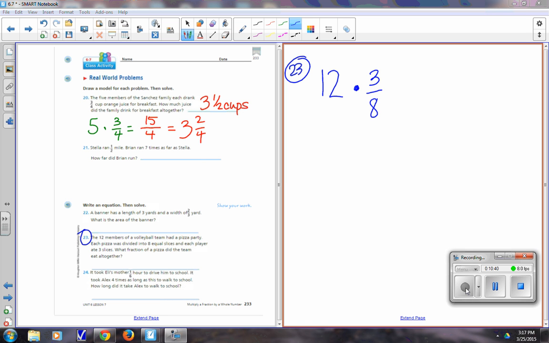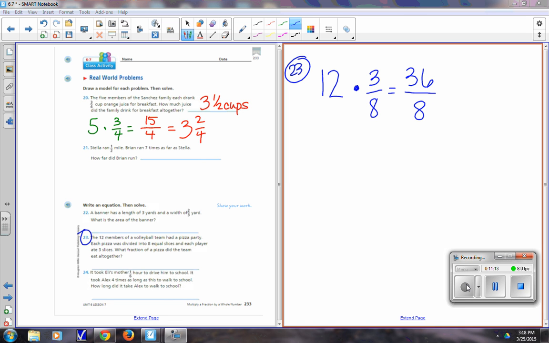So I'm going to multiply 3/8 by 12. And I know 12 times 3 is 36. Keep my 8 the same. So what fraction of a pizza did the team eat all together, people? So I need to make this fraction into a mixed number because it's asking me how many pizzas and what fraction. So I need to make this make sense. So I need to turn this improper fraction into a mixed number.